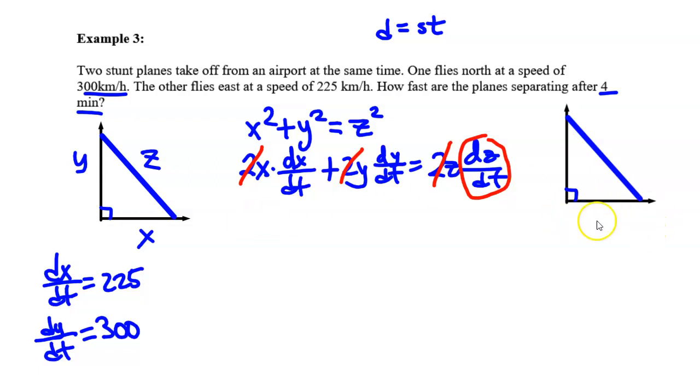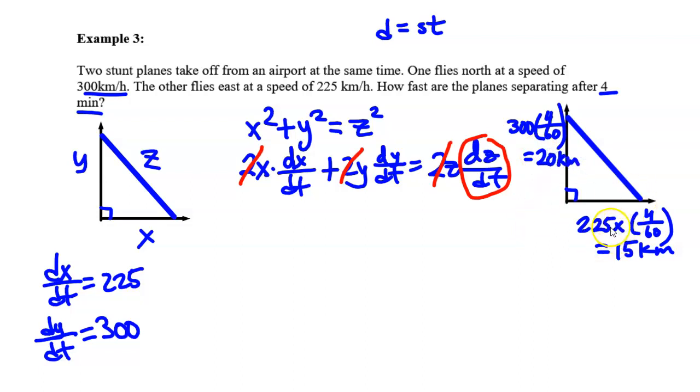Okay, so what we have here is 225 kilometers per hour times 4/60ths of an hour. Okay, so then that should give us 15, I do believe, 15 kilometers. And then in terms of the plane that is going north, it is traveling at a rate of 300 kilometers per hour for 4 minutes, which is 4/60ths of an hour. And so that would end up giving us 20 kilometers.